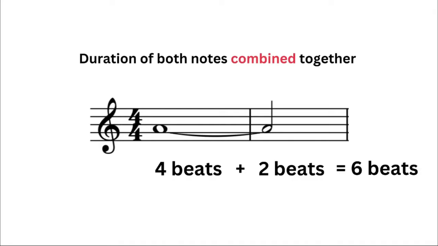For example, let's say we have 1 semibreve and 1 minim. If we tie these 2 notes together with a curved line, we create a new note that lasts for 6 crotchet beats. It is very important to remember that both notes should be in the same pitch, and you only play the note once.